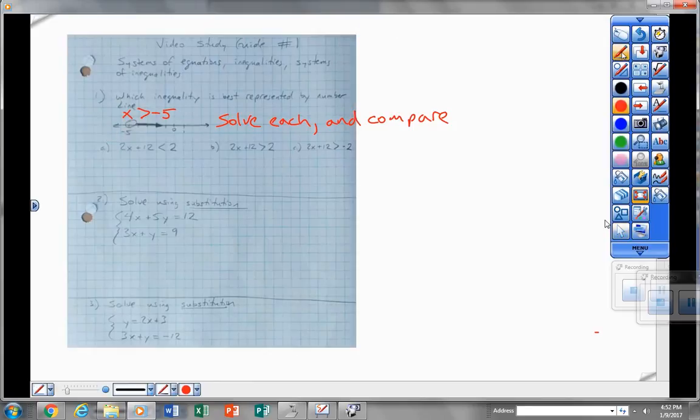So when I solve both equations, or all three, first one I do here is subtract 12 on both sides. Bring down the 2x. That gives me 2x less than -10. Next step is to divide both sides by 2, and that gives me x less than -5. So that one is no good. I'm not going to choose that one.